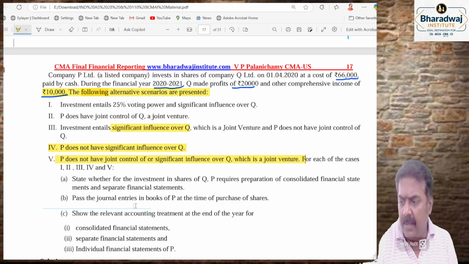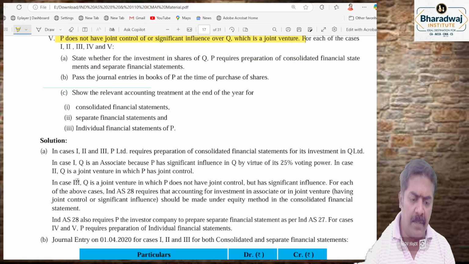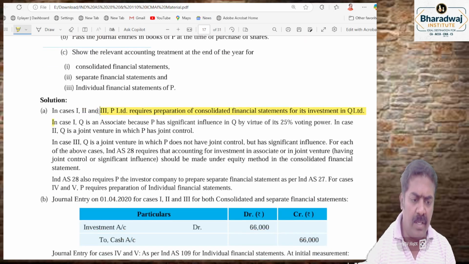Only separate financial statement should be prepared. If you look at the explanation, that is what they would have given. Cases 1, 2, 3, Ind AS 28 applicable. Cases 4 and 5, only separate financial statement is prepared.